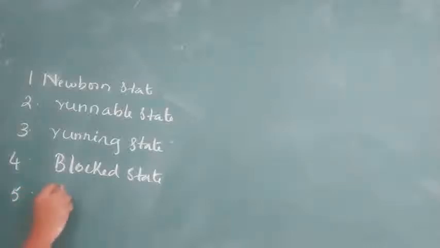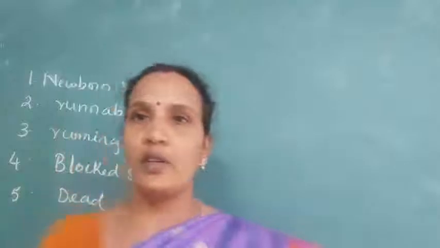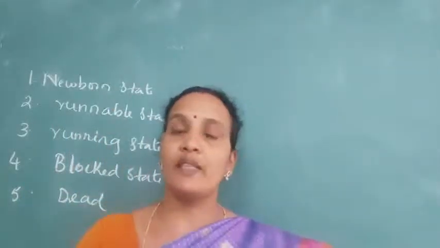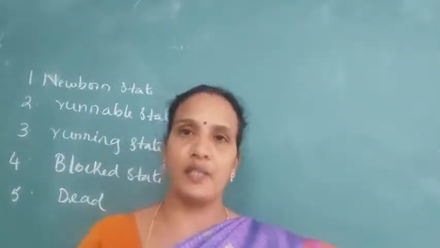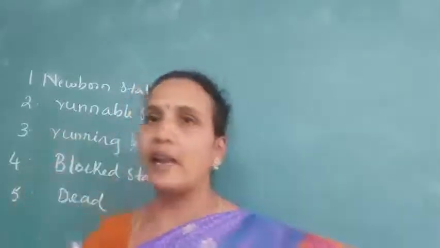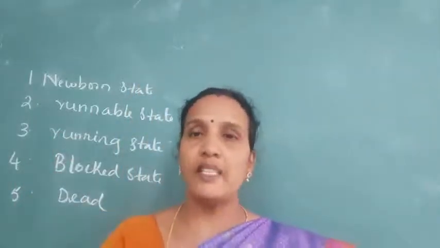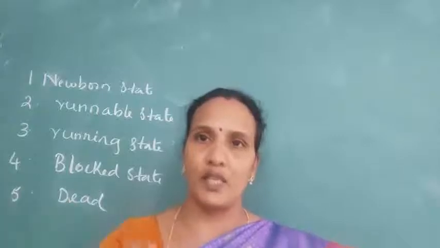The last one is the dead state. If the thread execution is completed, then the thread is in the dead state. So when the thread is created, that is the newborn state. Next, the runnable state: the thread is created, it is in the queue, and it is waiting for the processor time.